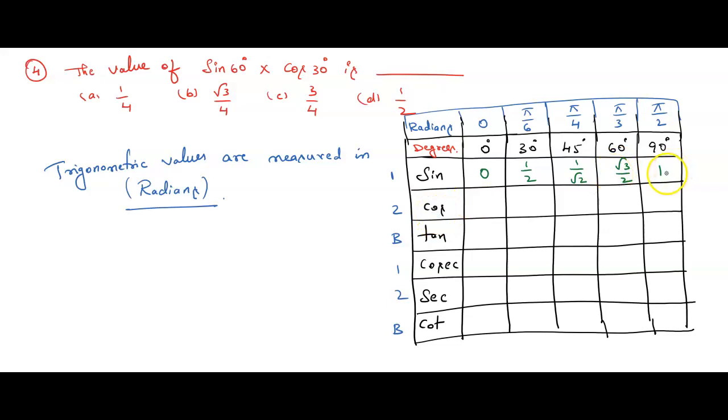For cos, come from the end. Second period means copy period. How will you copy? That is 1, root 3 by 2, 1 by root 2, 1 by 2, 0.